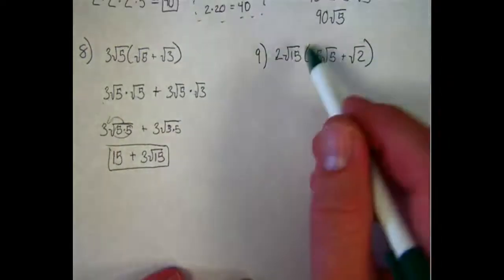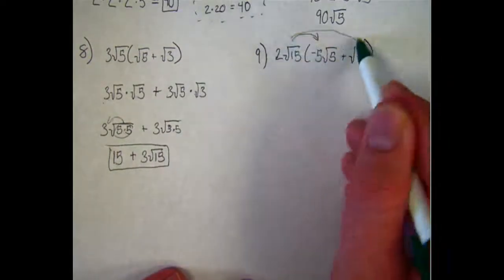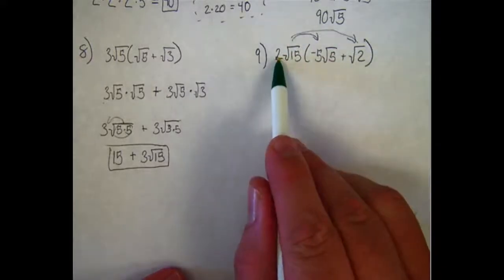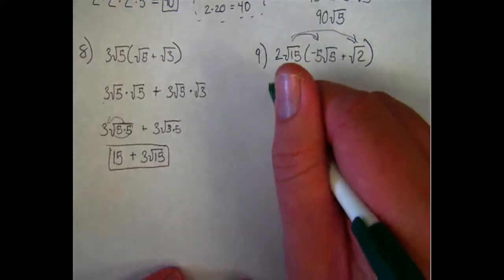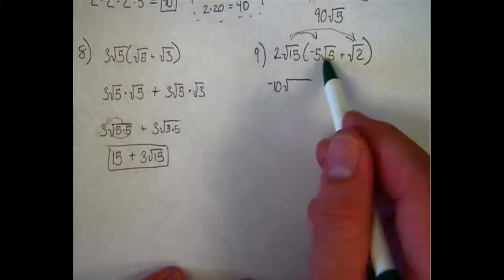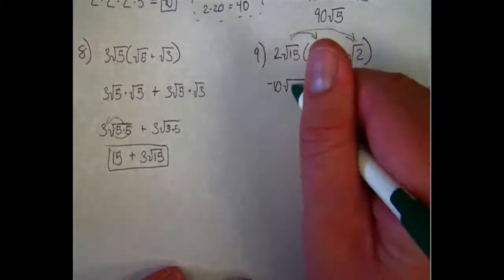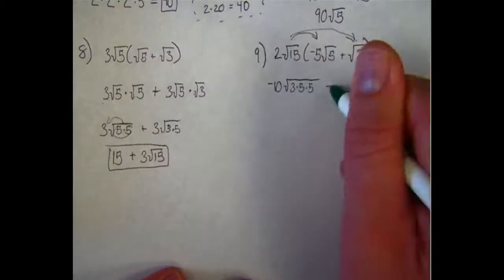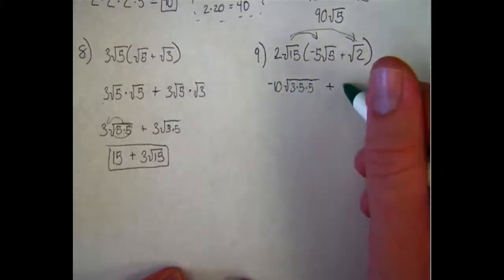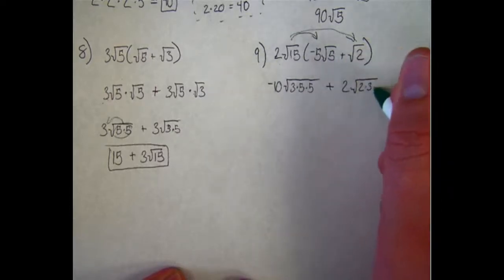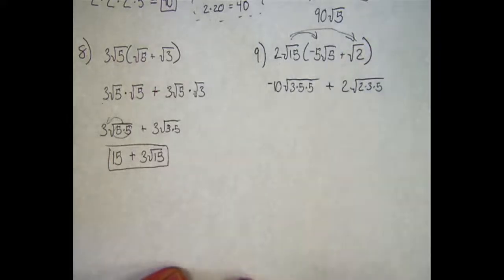And now we go through and do the same thing. We're going to distribute this throughout both sides. So for this first one, I would take 2 times negative 5, which is negative 10, times the square root of 15 times 5. 15 is 3 times 5, times 5. All right, and now I do 2 times 1, which is 2. 15 is still 3 times 5, but now we're multiplying with a 2, so that's 2 times 3 times 5.